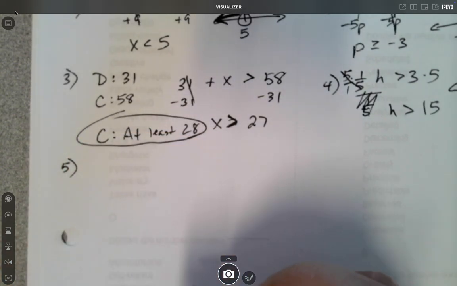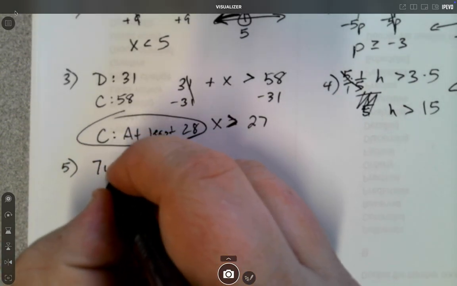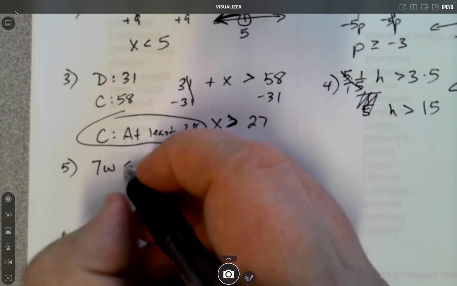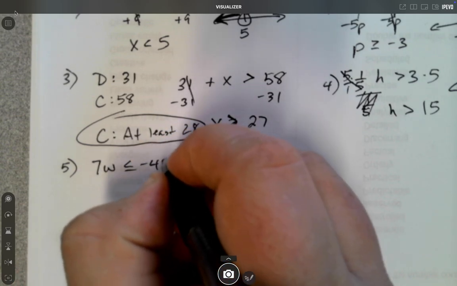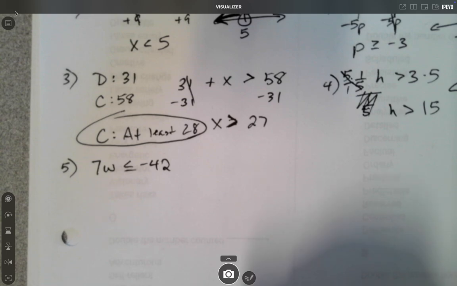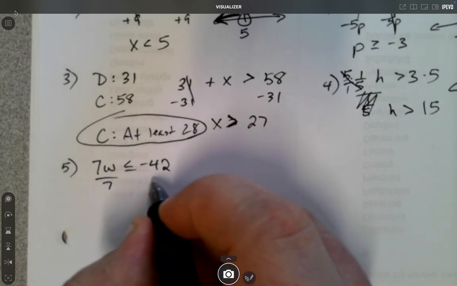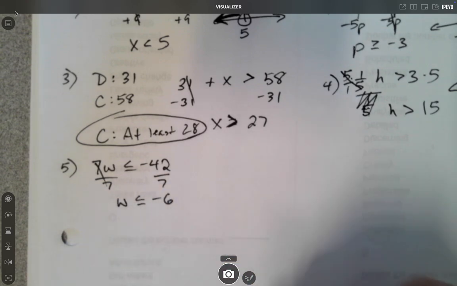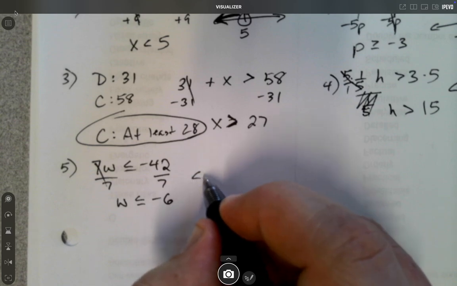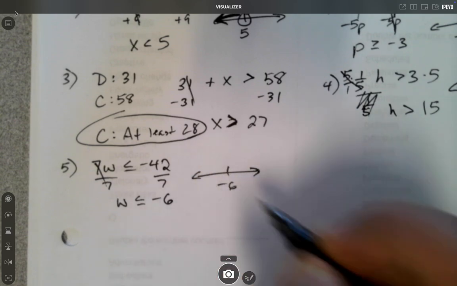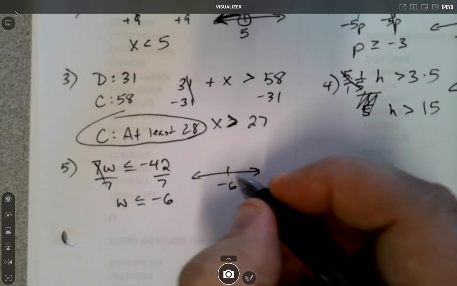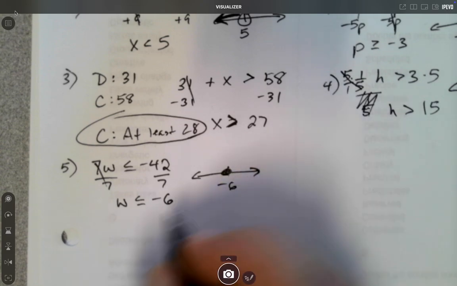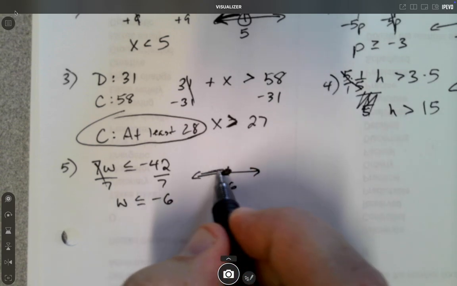Number 5, 7w is less than or equal to negative 42. So we need to get the w by itself, so we divide both sides by 7. We get w is less than or equal to negative 6. Since it's "or equals to," we put a closed dot. Since it's less than, we shade to the left.